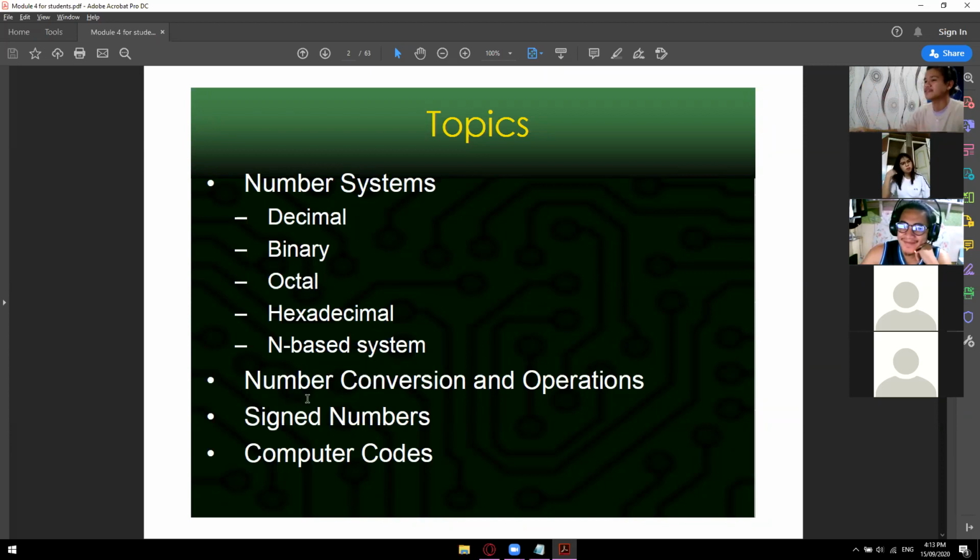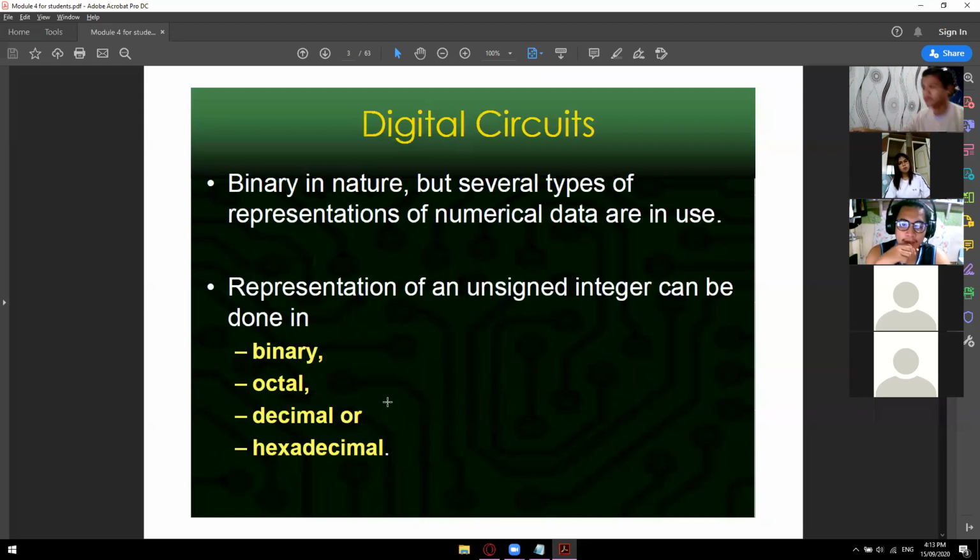Okay, we will also discuss number conversion and operations. Okay, wait lang. We will also do number conversion and operations, sign numbers, and then computer codes. Okay, so without further ado, let's start. So first is digital circuits. This digital circuit is actually binary in nature, but several types of representations of numerical data are in use.